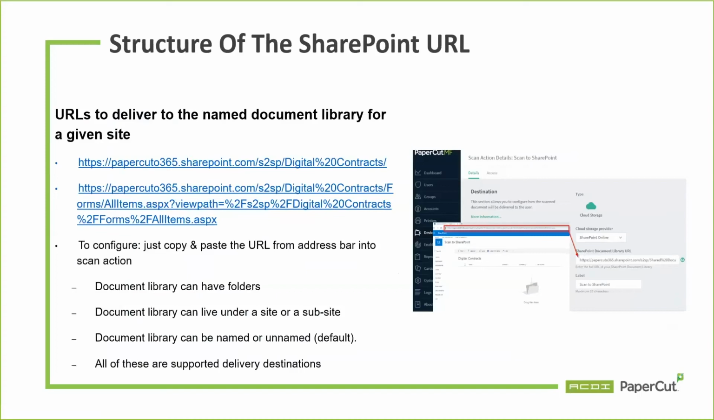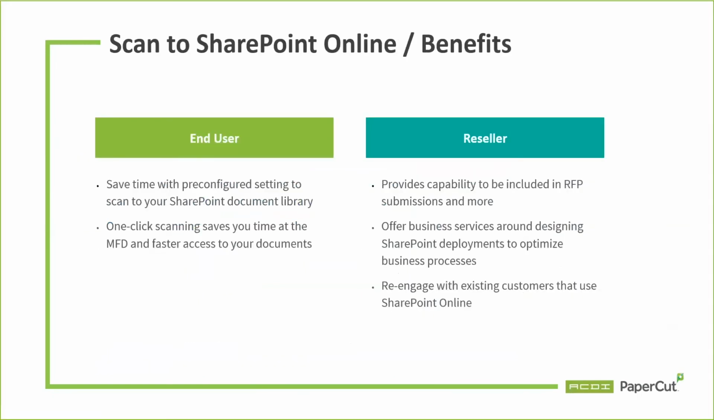Shown here are examples of what the URL might look like for configuration. Well, just simply cut and paste the URL from the address bar into the scan action. It wouldn't be easier than this. This scan action will work like all the others. The end user gets an email to authorize scanning to the repository their first time. Future scans will simply arrive at their destination. It's that easy. Benefits, of course, include saving time with pre-configured settings to scan to your SharePoint document library.